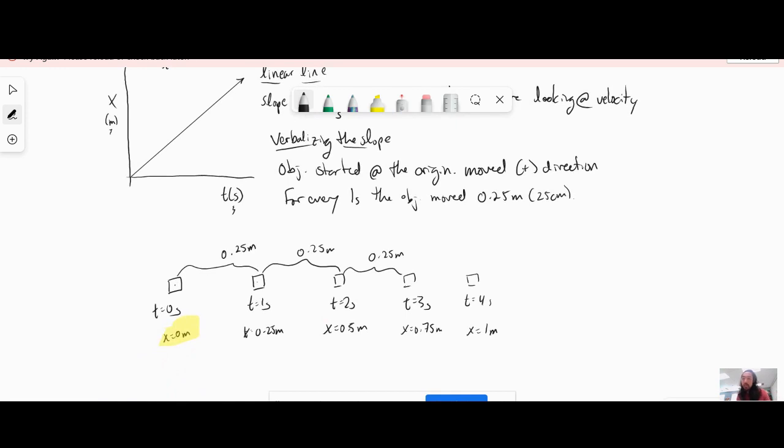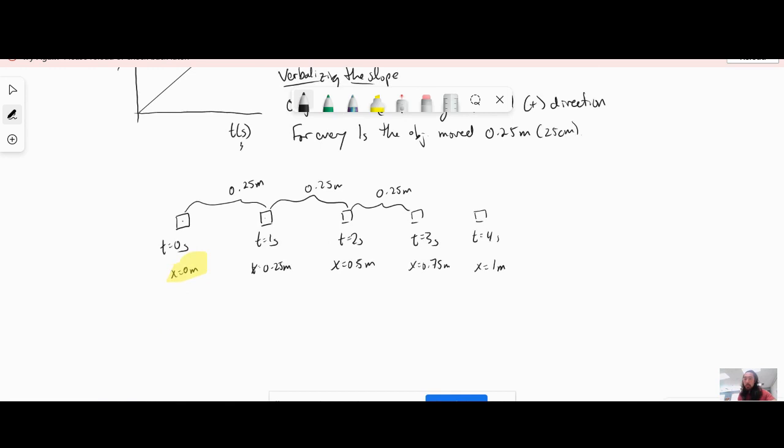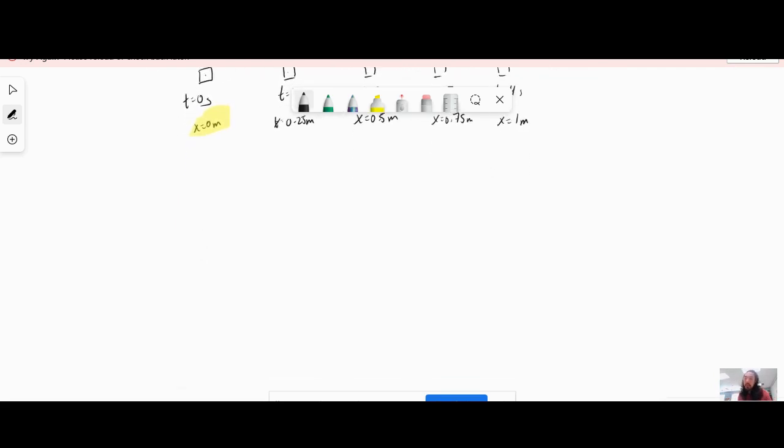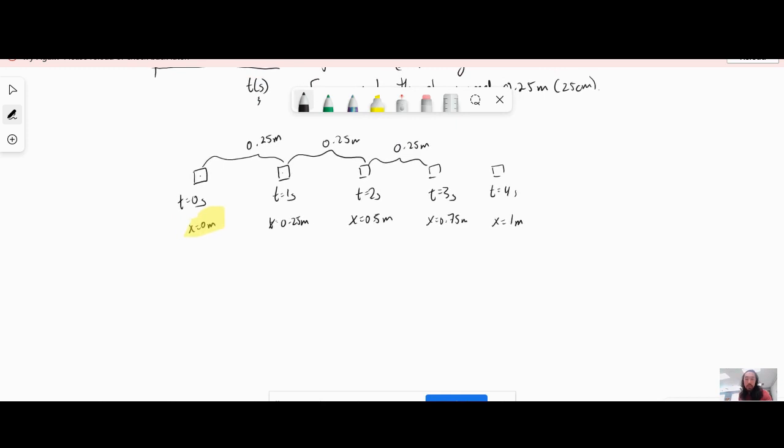And that is the object started at the origin, moved in the positive direction. For every 1 second, the object moved 0.25 meters. Okay, now we have everything in place to start off our journey with our very first physics equation. Before we do that, let's come up with a definition from what we just drew.